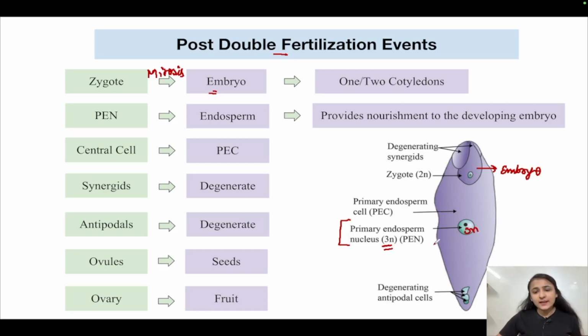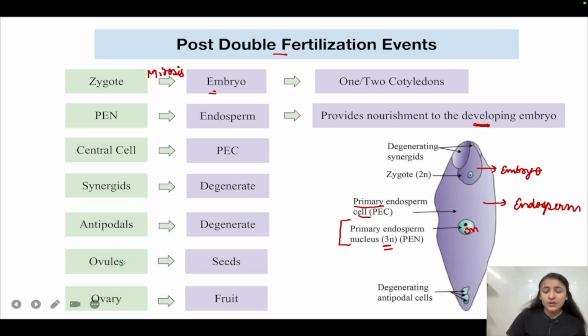It is present inside the central cell, which is now known as the primary endosperm cell, because this cell will convert into the endosperm. It will divide into the endosperm tissue, and endosperm tissue provides nourishment to the developing embryo. It is a nutritive tissue which provides nutrition to the developing embryo, because the embryo will need certain nourishment in order to grow. Where does this nourishment come from? This nourishment comes from the endosperm.